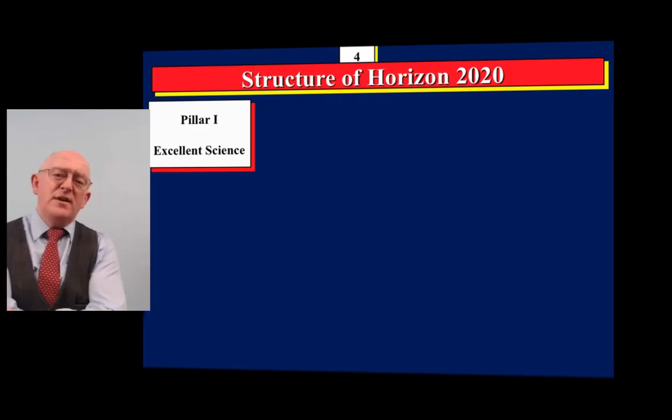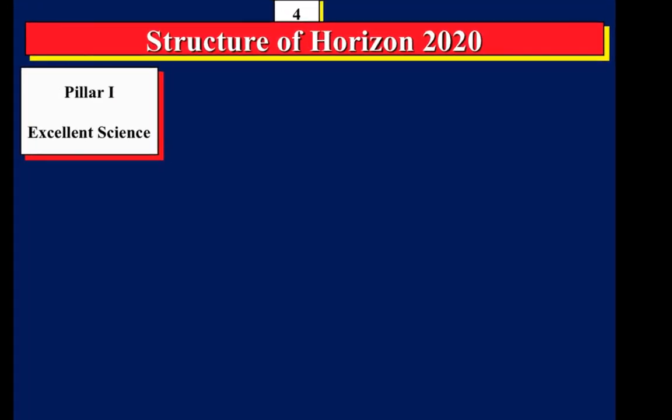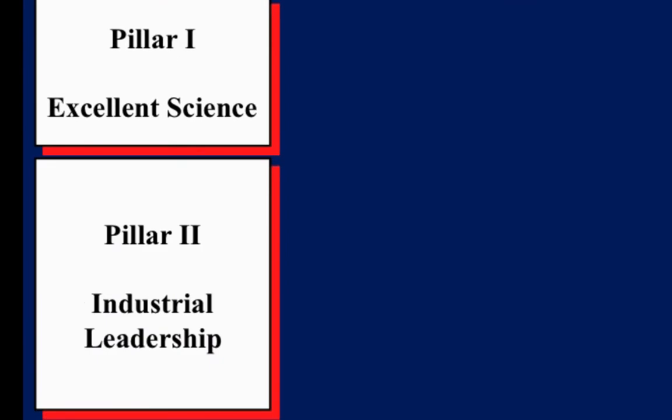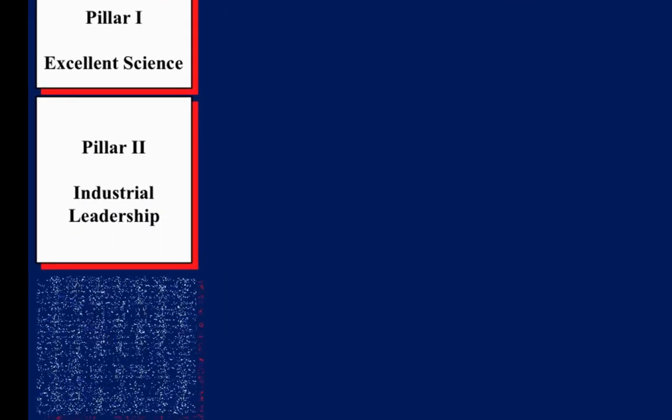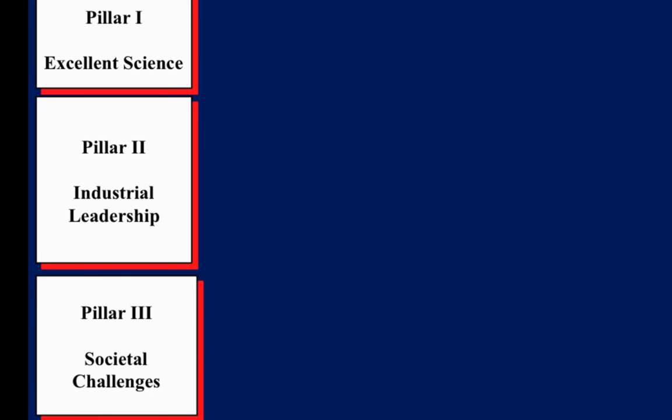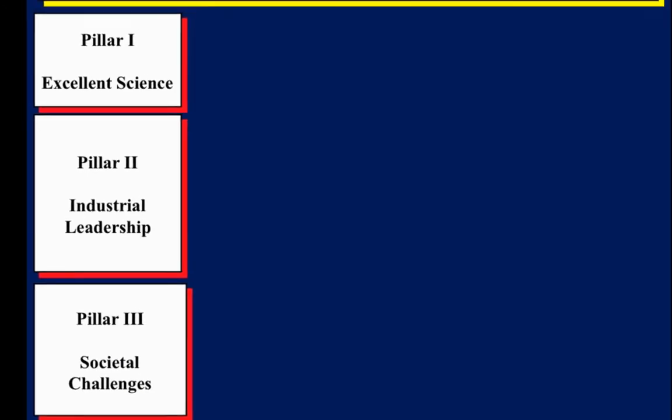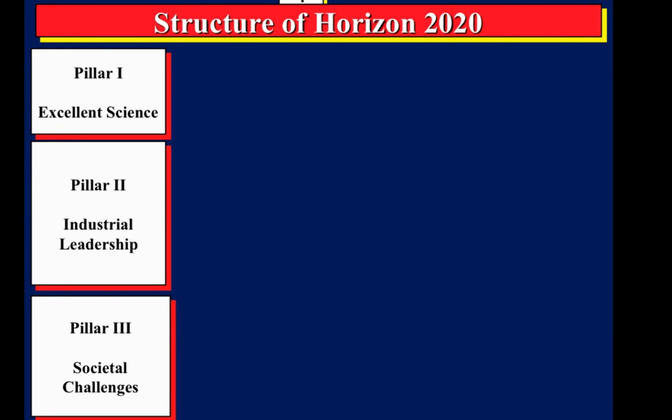Now, Horizon 2020 is divided into 3 pillars. Pillar 1 is called the Excellent Science Pillar, and the aim of this is to make Europe the leader in science. Pillar 2 focuses on helping industry to become more competitive. And Pillar 3 is about addressing societal challenges. And I'm going to look at these in the following slides.